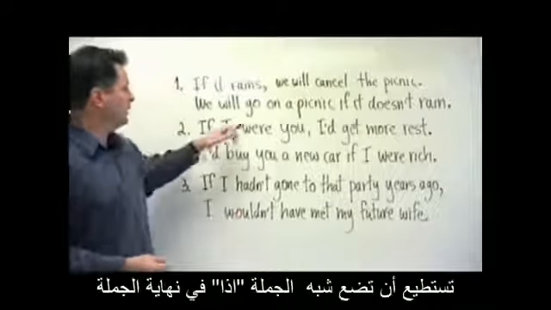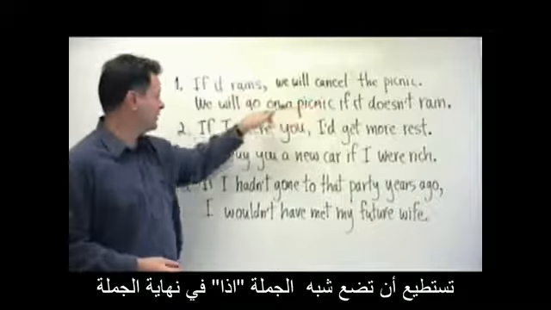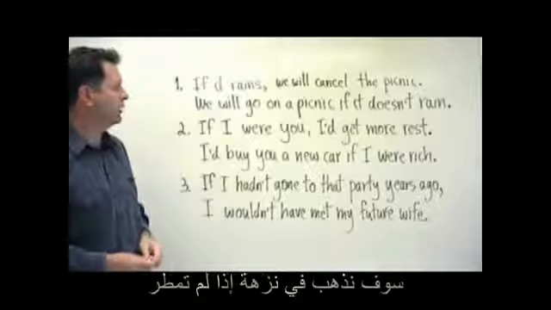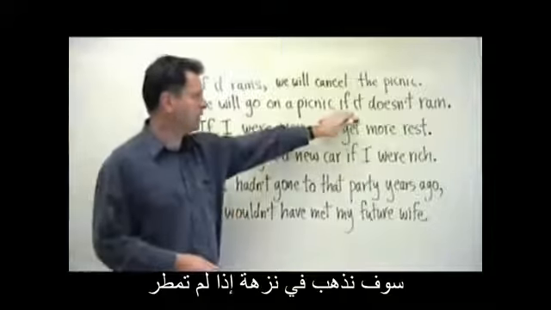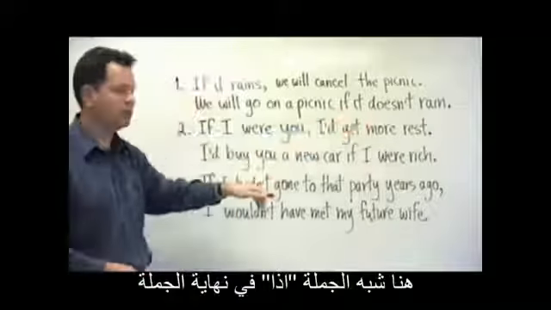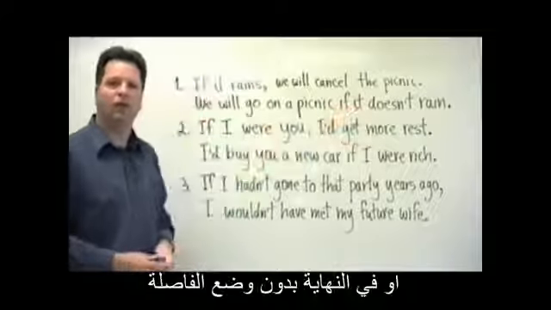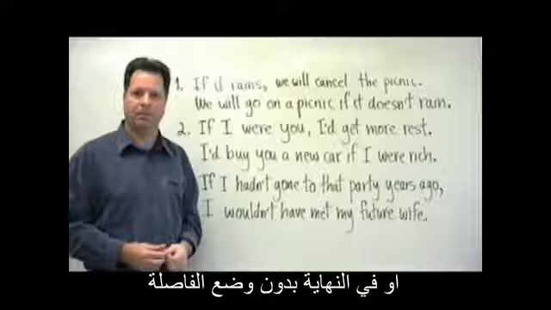You can always put the if clause later in the sentence, as I've done in my second example for the first conditional here. We will go on a picnic if it doesn't rain. Here's your if clause at the end. So you can put them at the beginning with a comma or at the end. And notice there's no comma there.